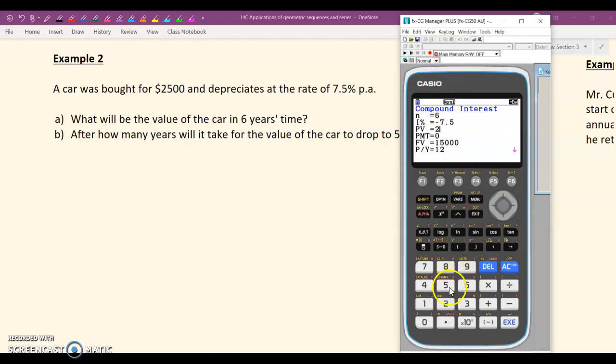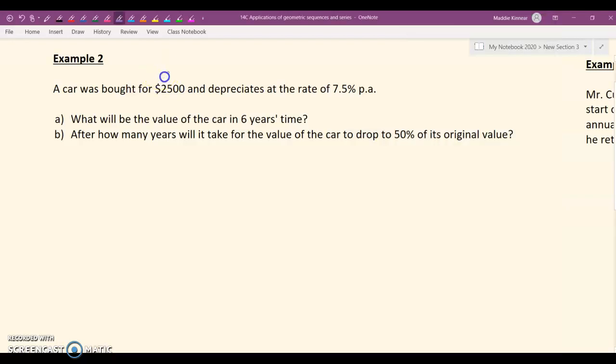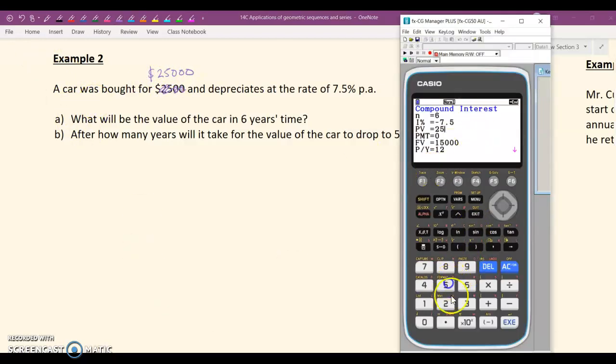Let's do that. I think that's meant to be 25,000. $2,500 is a bit of a cheap car. Let's go for 25,000. Let's cross that out. So 25,000 in here. Then payments, we're not making any payments. Future value is what we want to find, so leave that as whatever's in there.